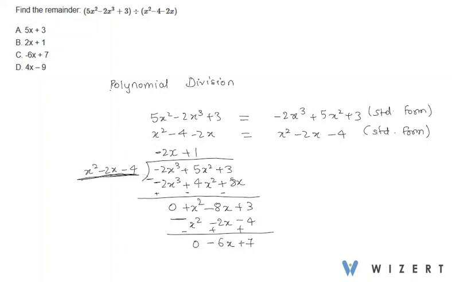Now this cannot be divided any further because this polynomial has greater degree than this one. So let's see, our remainder here is minus 6x plus 7. So the answer is option C.